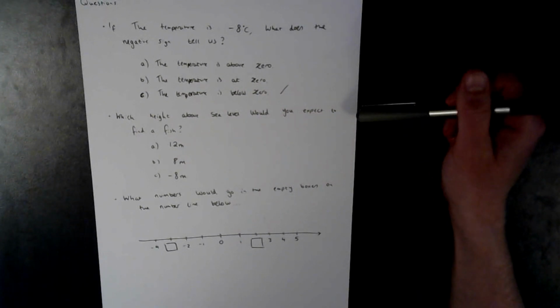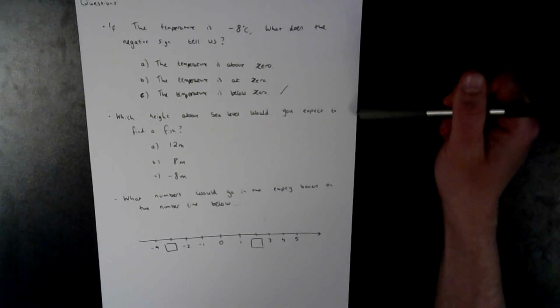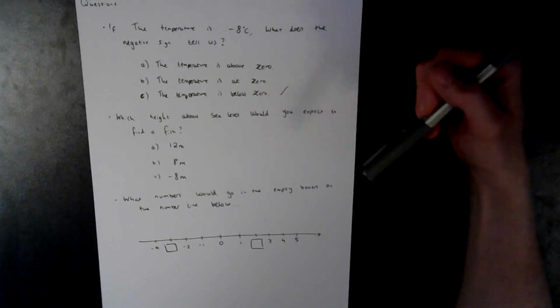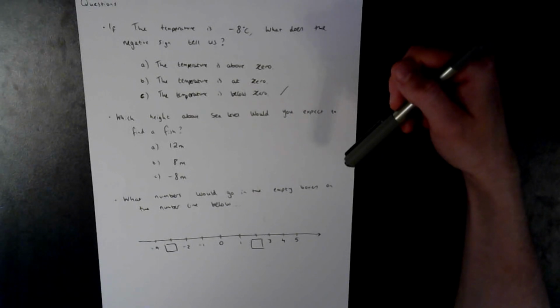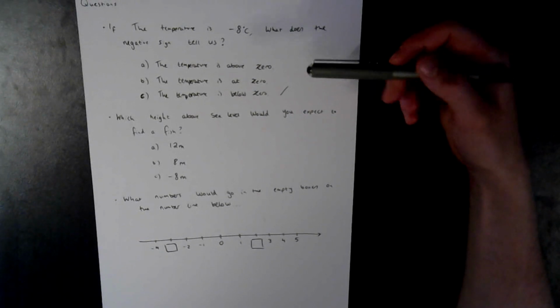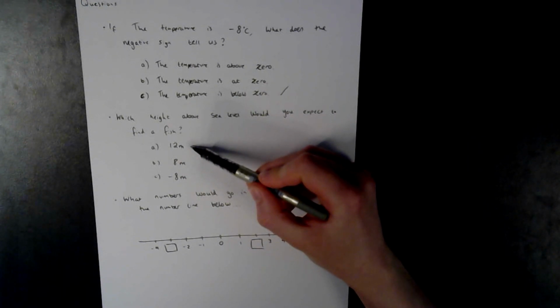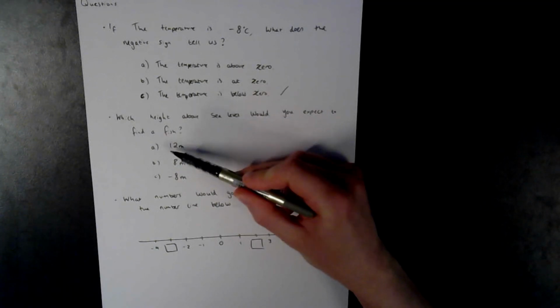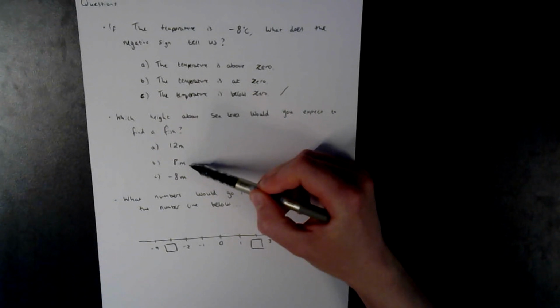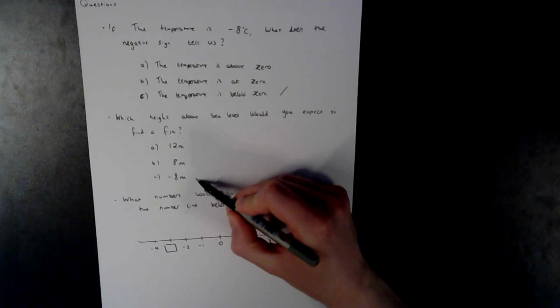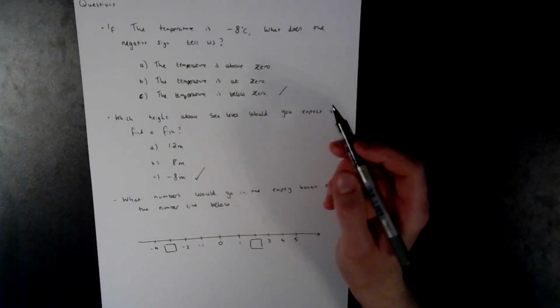Okay. So for this next question, which height above sea level would you expect to find a fish? Well, we always find fish below the water, below sea level. And so that means that we're going to have a below 0 height, so a negative height. And this number here is positive because there's no negative sign. And this number here is positive. So that must mean we'd expect to find a fish at minus 8 meters or negative 8 meters.